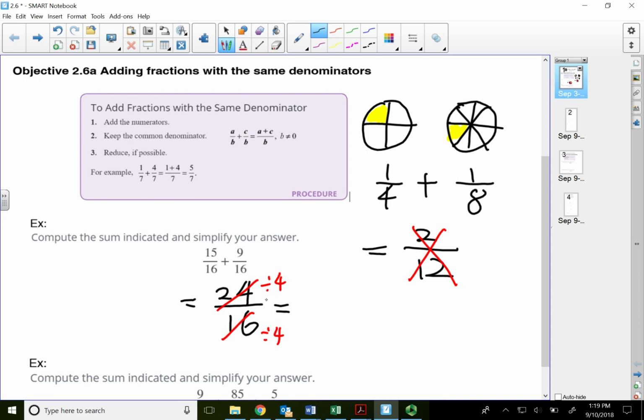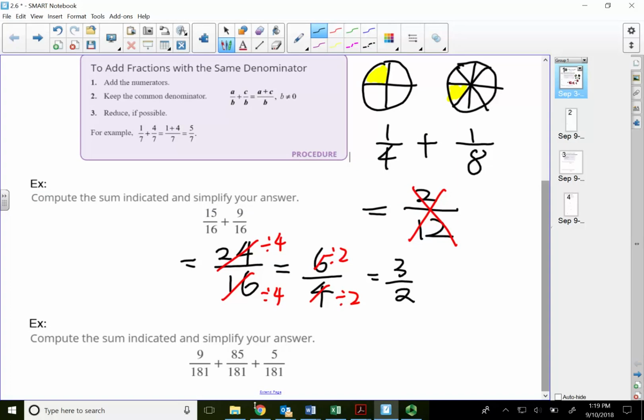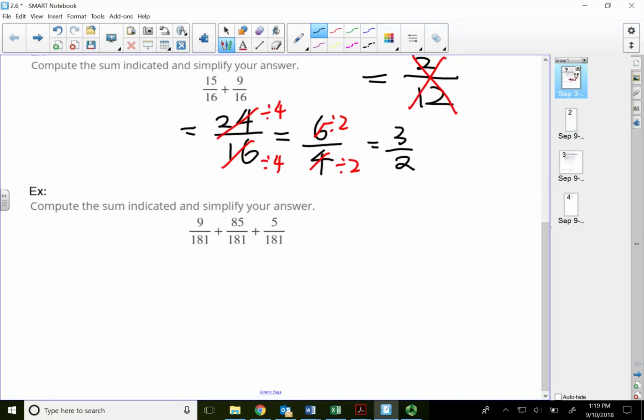That gave me 6 over 4, and I can reduce them again by 2, so that means I could have reduced by 8 to start with. So my answer is 3 over 2. Since the problem does not ask me to convert it back into a mixed number, I can leave it as 3 over 2. All right, let's try another one.